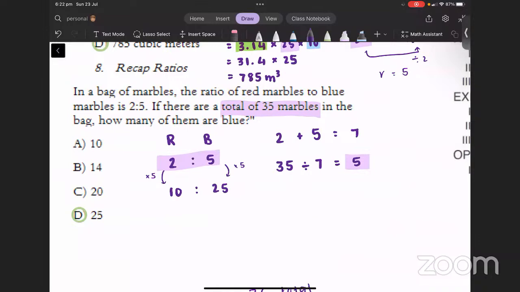So 35 divided by 7 gives us 5, which is a scale factor that we can use to multiply our original ratio by to find out how much of each type of marble we have. So 2 times 5 is 10, and then 5 times 5 is 25, which means that if you have a total of 35 marbles, 10 of them are red and 25 of them are blue. So that gives us D as our answer. Does anyone have any questions about question number 8?